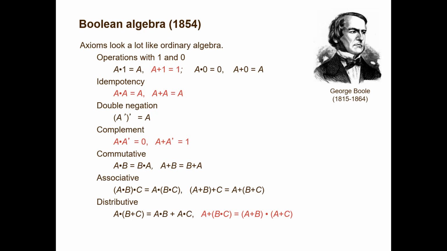On this slide, all the axioms in black are exactly like what you would expect for normal algebra. The red ones, however, are a little bit different. Take, for example, A or 1 equals 1. There's clearly no analog to that axiom in our traditional algebra. In this class, you will learn how to use these axioms to simplify logic expressions and hopefully make them a little bit easier to implement with electronics.